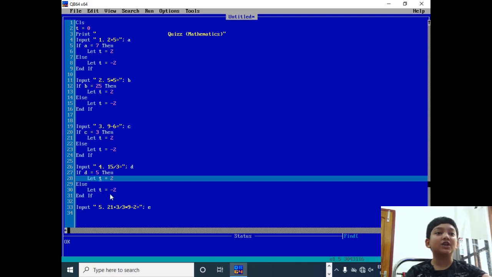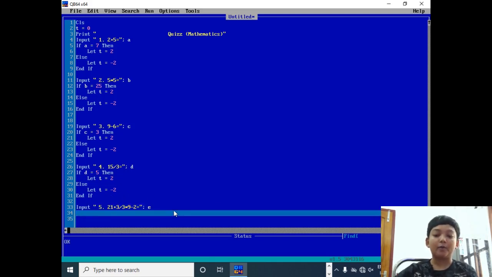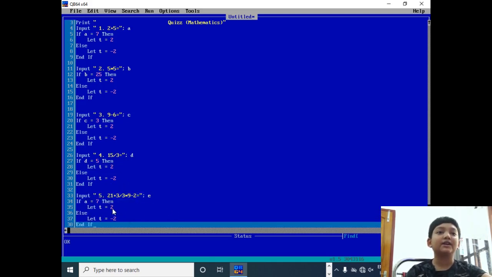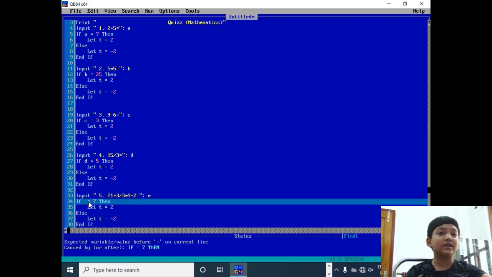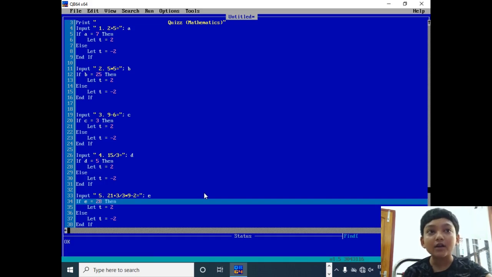And comes our last question, where we will be copying it again, but here instead of A, it is E, and instead of 7, how much? At first 3 divided by 3, which is 1 multiplied by 9, 9, then 21 plus 9, 30, 30 minus 2, 28. Have I calculated correctly? Yes, I think so. Now this is done.